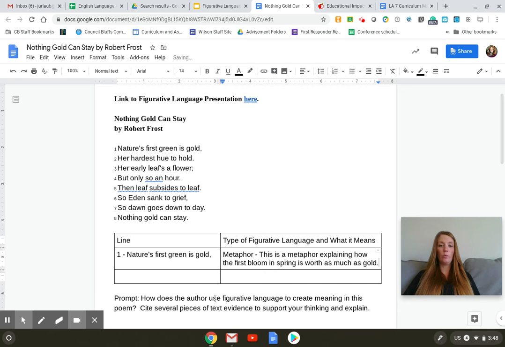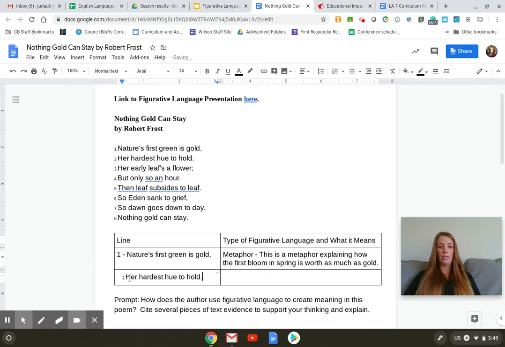Okay. Then we'll look at one more together here. Her hardest hue to hold. Her hardest hue to hold. Lots of H sounds there. So if we take line 2, and we copy it and bring it down here, that is actually alliteration. So here I'm going to write that it's alliteration, and it's saying that it's really hard for nature to hold this hue.